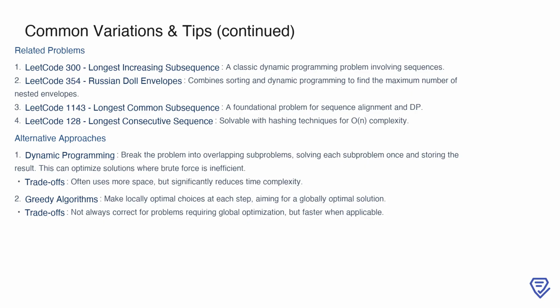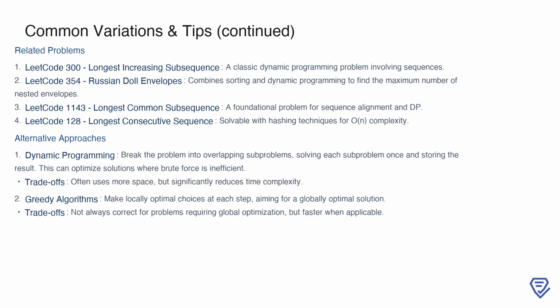Falling squares shares similarities with several related problems, which can provide useful insights. For instance, LeetCode 300, the longest increasing subsequence, is a classic dynamic programming problem focused on sequences. Similarly, LeetCode 354, Russian doll envelopes, combines sorting with dynamic programming to solve a nesting problem. Another useful comparison is LeetCode 1143, the longest common subsequence, which is foundational for sequence alignment and dynamic programming. And LeetCode 128, the longest consecutive sequence, uses hashing techniques to achieve O(n) complexity. Exploring these problems can deepen your understanding of patterns and techniques that apply to falling squares.